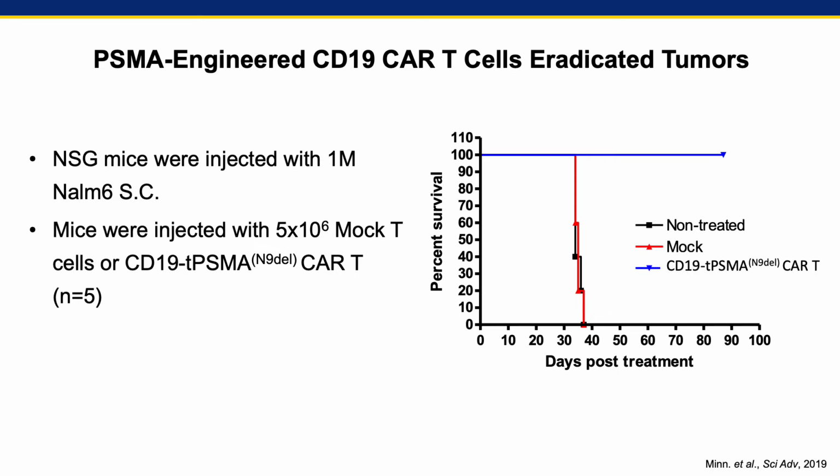Since we didn't see any difference in terms of in vitro efficacy from T cells with 3 different PSMA constructs, we chose to use truncated PSMA, which has a 9 amino acid deletion, for our further study. We went on and tested efficacy in vivo using this model and compared the efficacy with non-treated mice and mice treated with mock T cells. All of the mice treated with our CD19 truncated PSMA CAR T cells were cured, compared to the other 2 groups that were lethal because of the injected tumors.